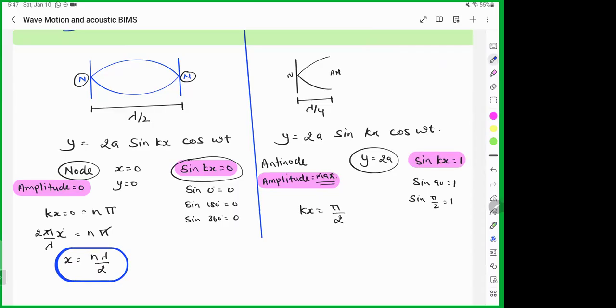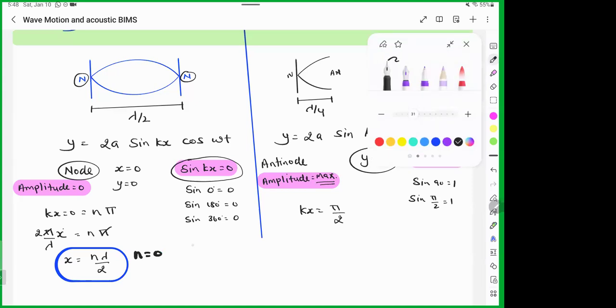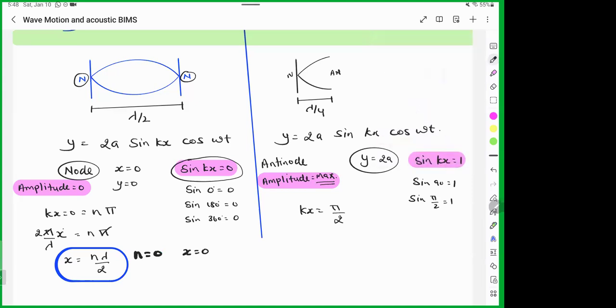Example. Just imagine if you take n value is 0, then your first node will be formed exactly at 0 value. X value will also be 0. Your first node is formed here, where X value is 0. Understood? If your n value is 1, then next your node will be formed at lambda by 2. Just imagine. See, this is lambda by 2. Any doubt, guys?